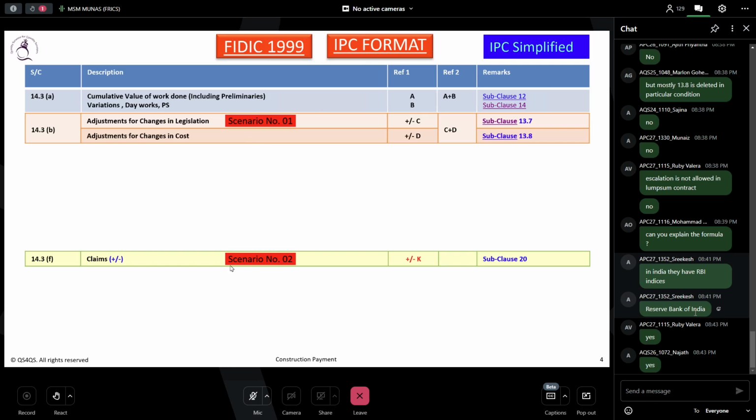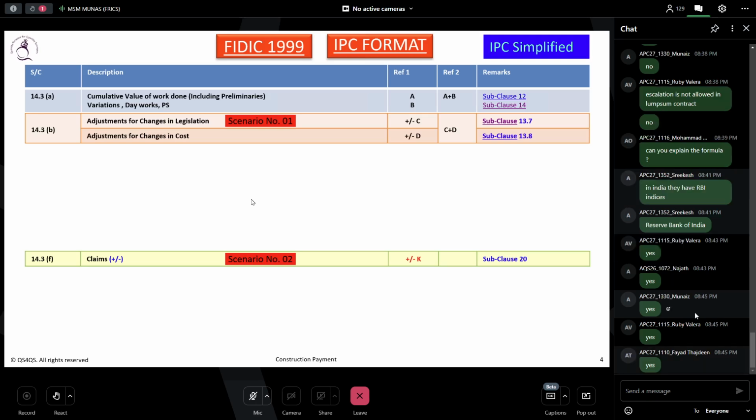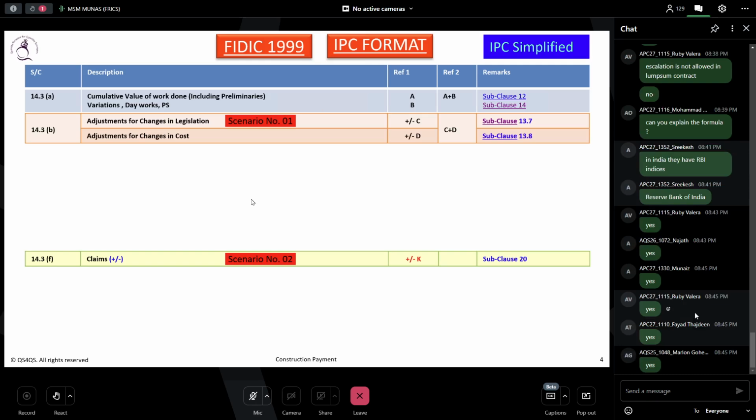Guys, you forgot what scenario 1 and 2 are. Do you all understand what I'm saying here? Yes. But slowly we will go to the complex area of this IPA. Okay, shall I move on?